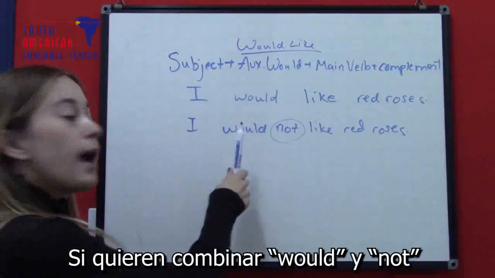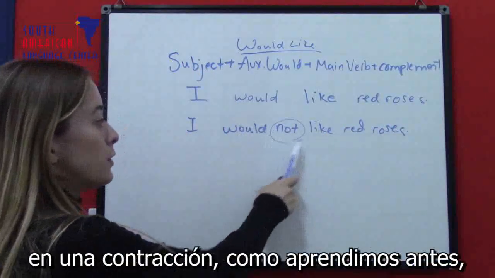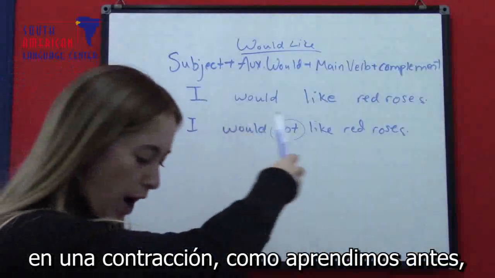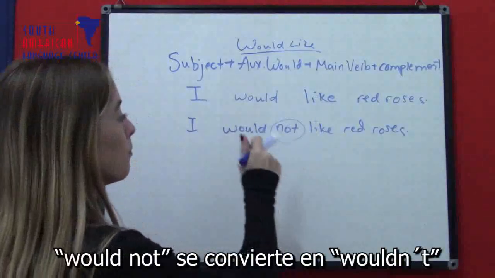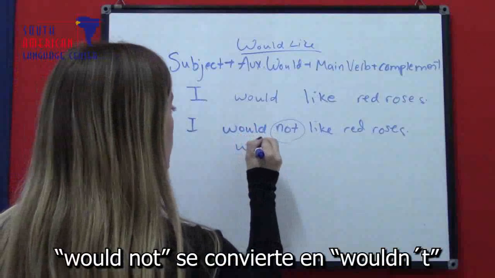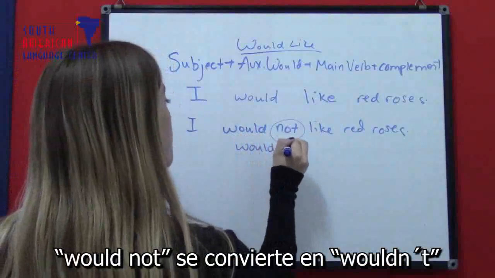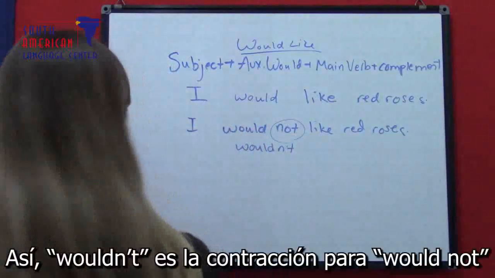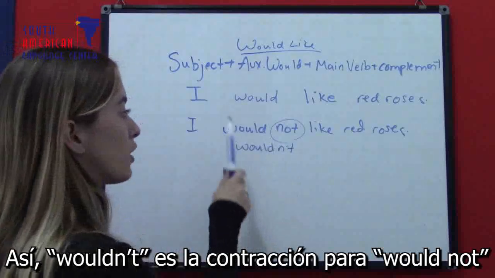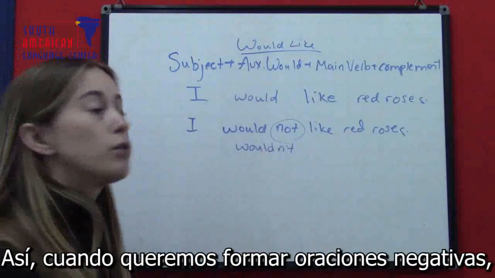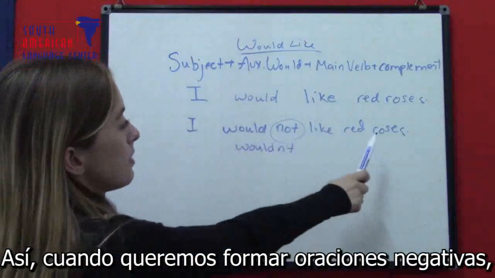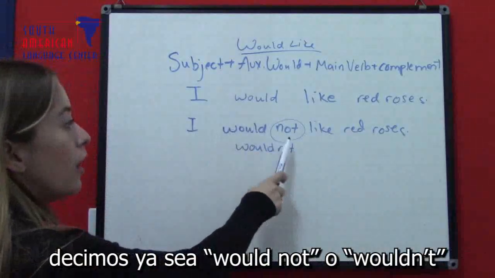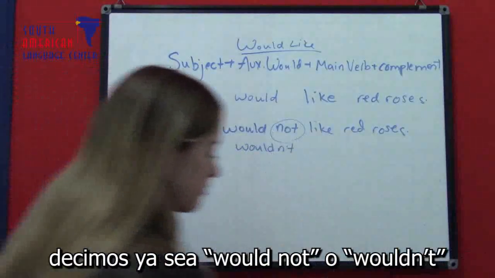If you want to combine would and not into a contraction, like we learned before, would not becomes wouldn't. So, wouldn't is the contraction for would not. So, when we want to form negative sentences, we either say would not or wouldn't.